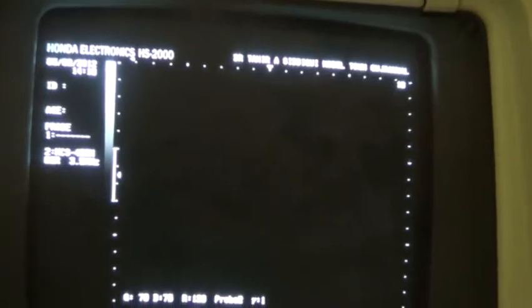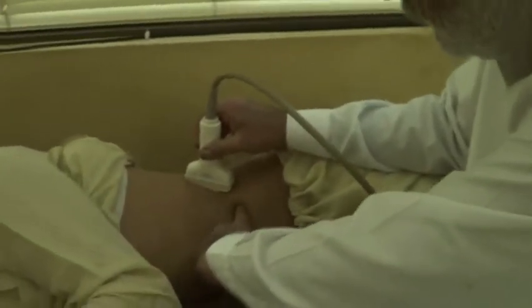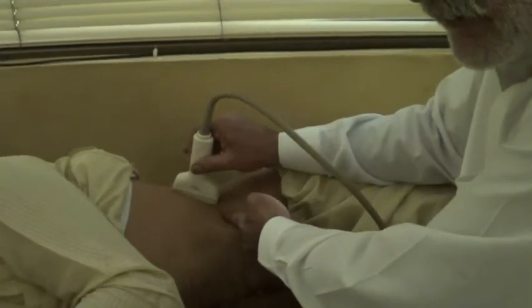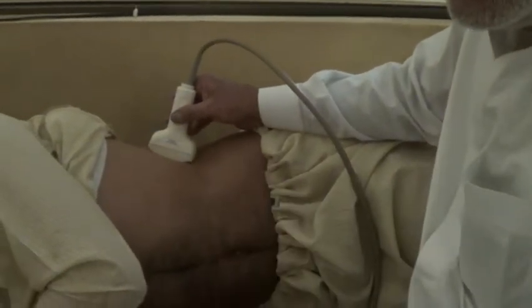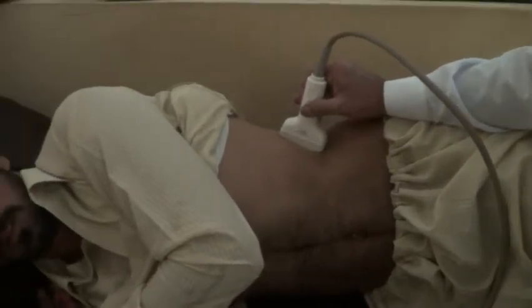Now let's see the left kidney. How do we scan the left kidney? Ask the patient to turn to the right lateral decubitus posture. Again, place the probe in the intercostal space just above the left subcostal region. This is the left subcostal region. Here I am in the 10th intercostal space, and from here I am moving upwards, angling the probe towards the medial side, towards the right side of the patient, and I get the kidney.